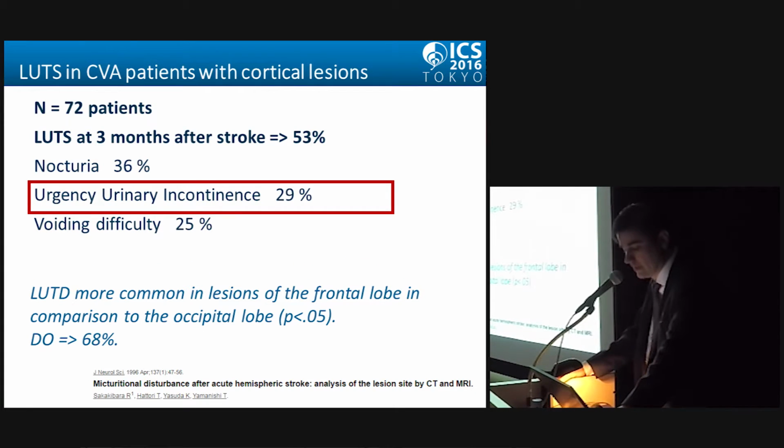This is a very interesting study showing the outcomes of 72 patients that presented with LUTS at 3 months after stroke. This is 53%. And as you can see here, urgency urinary incontinence was present in 1/3 of these patients. Urinary tract dysfunction was more common in lesions of the frontal lobe in comparison with lesions of the occipital lobe. And detrusor overactivity occurred in 68% of the patients who underwent urodynamics.